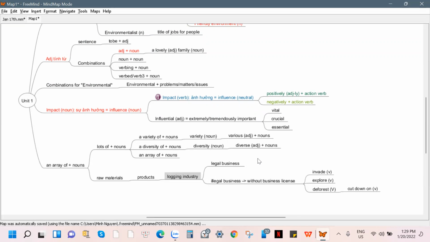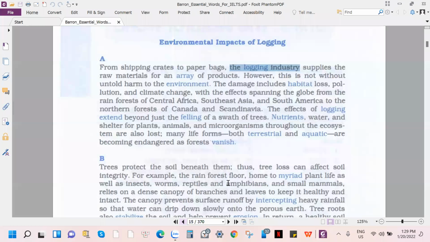So right here, people are talking about both legal business and illegal business, and what is going to happen to the land, and what is going to happen to the soil after we cut down so many trees in the forest. The luxury industry supplies the raw materials for an array of products.